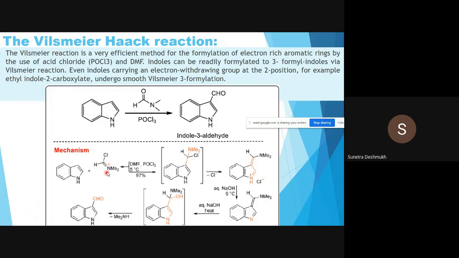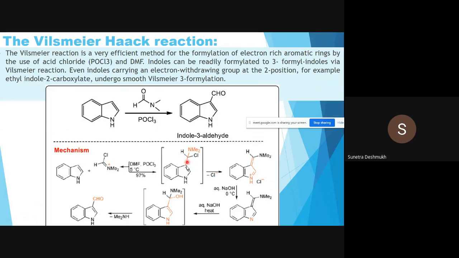First we have to synthesize the Vilsmeier-Haack reagent. This type of reagent possesses a positive charge on nitrogen. We generate it from DMF, dimethylformamide, with POCl3, at 5 degrees centigrade. So we will get this type of electrophile. It acts as an electrophile, and the indole ring acts as a nucleophile. So this is nucleophilic addition, and see over here how the nucleophilic addition occurs.